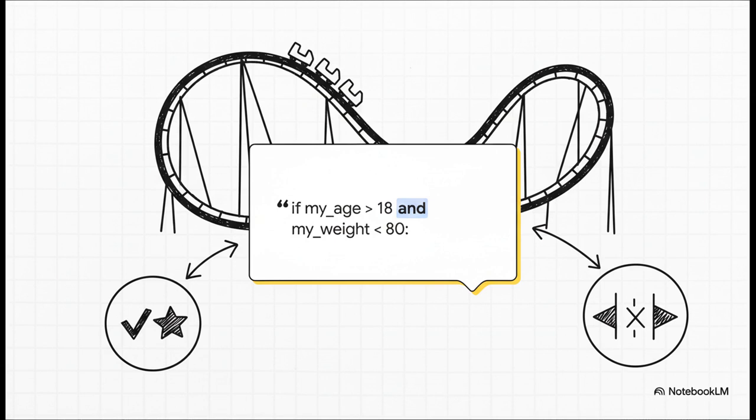If someone is 25 years old and weighs 70 kilograms, both conditions are true, so they get to ride. But if they're 25 and weigh 90 kilograms, that second condition is false, which makes the whole thing false and they can't ride.